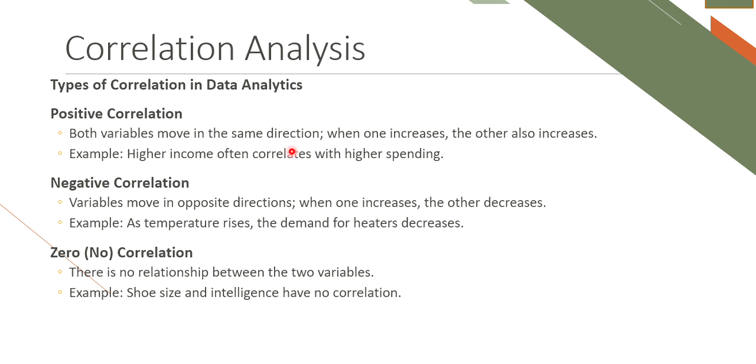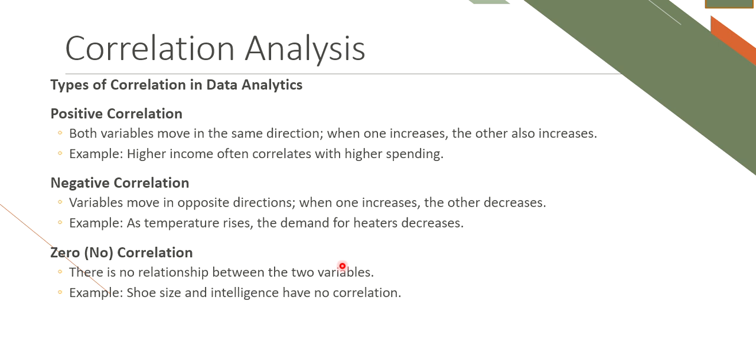If the difference between mother and child age is 25 years, the same keeps on continuing till the end. So that is positive. Next is negative correlation. That means variables move in the opposite direction. If one increases, another decreases. As the temperature rises, demand for the heater decreases. That is another example.